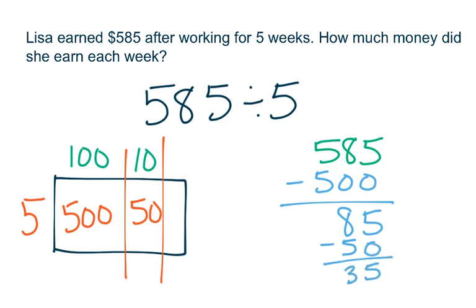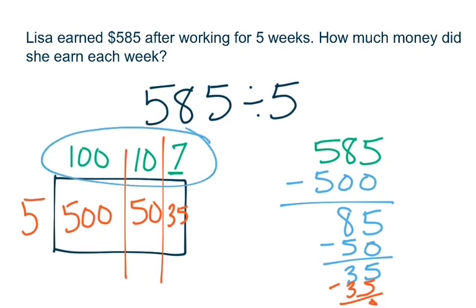Now I need to think 5 times what gets me to 35. 5 times 7 gets me 35. I'm going to subtract that last 35, and I'm left with 0 over here. All I have left to do to figure out what my quotient to this problem is, is add up all of my partial quotients on top of my rectangle. 100 plus 10 is 110, plus 7 more is 117. So she's going to earn $117 every single week.